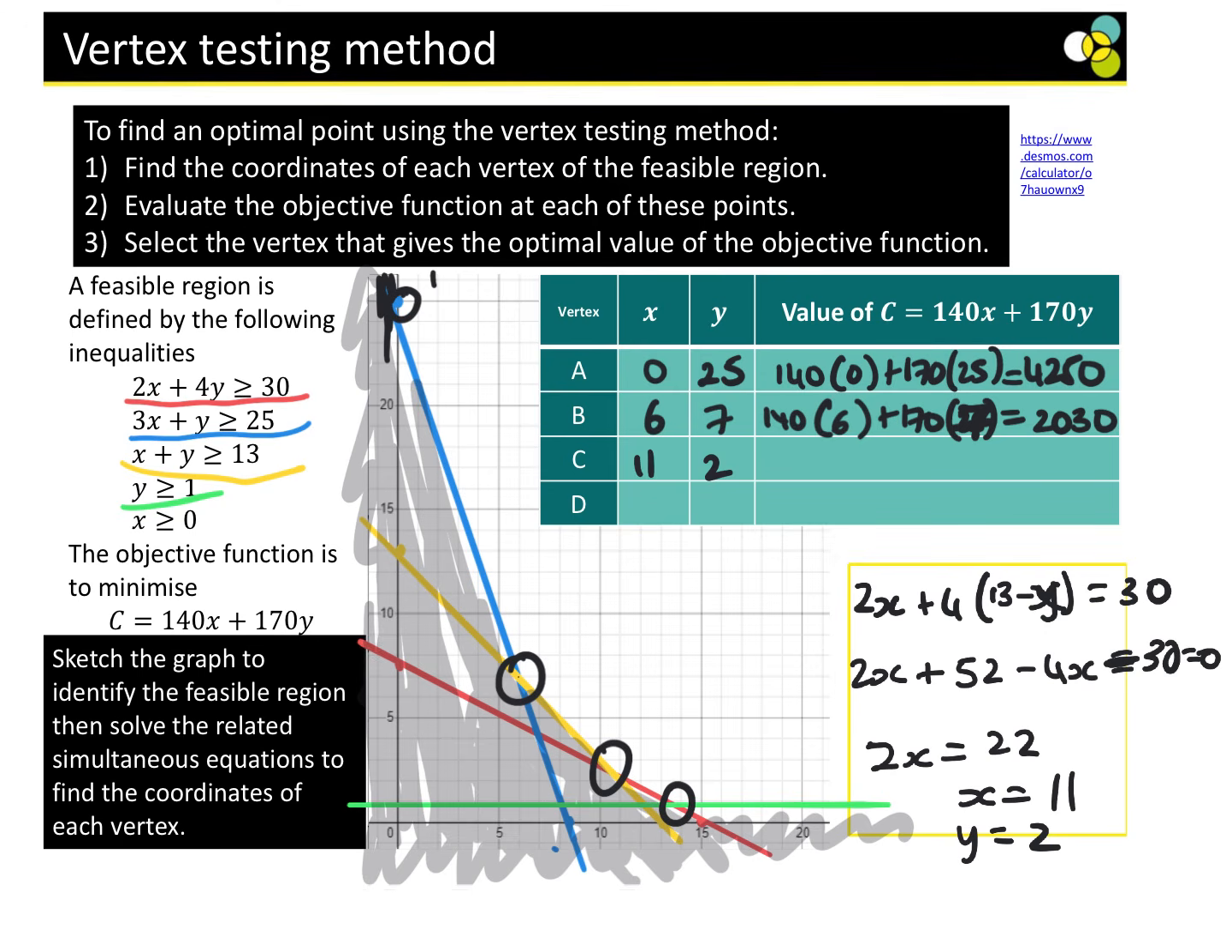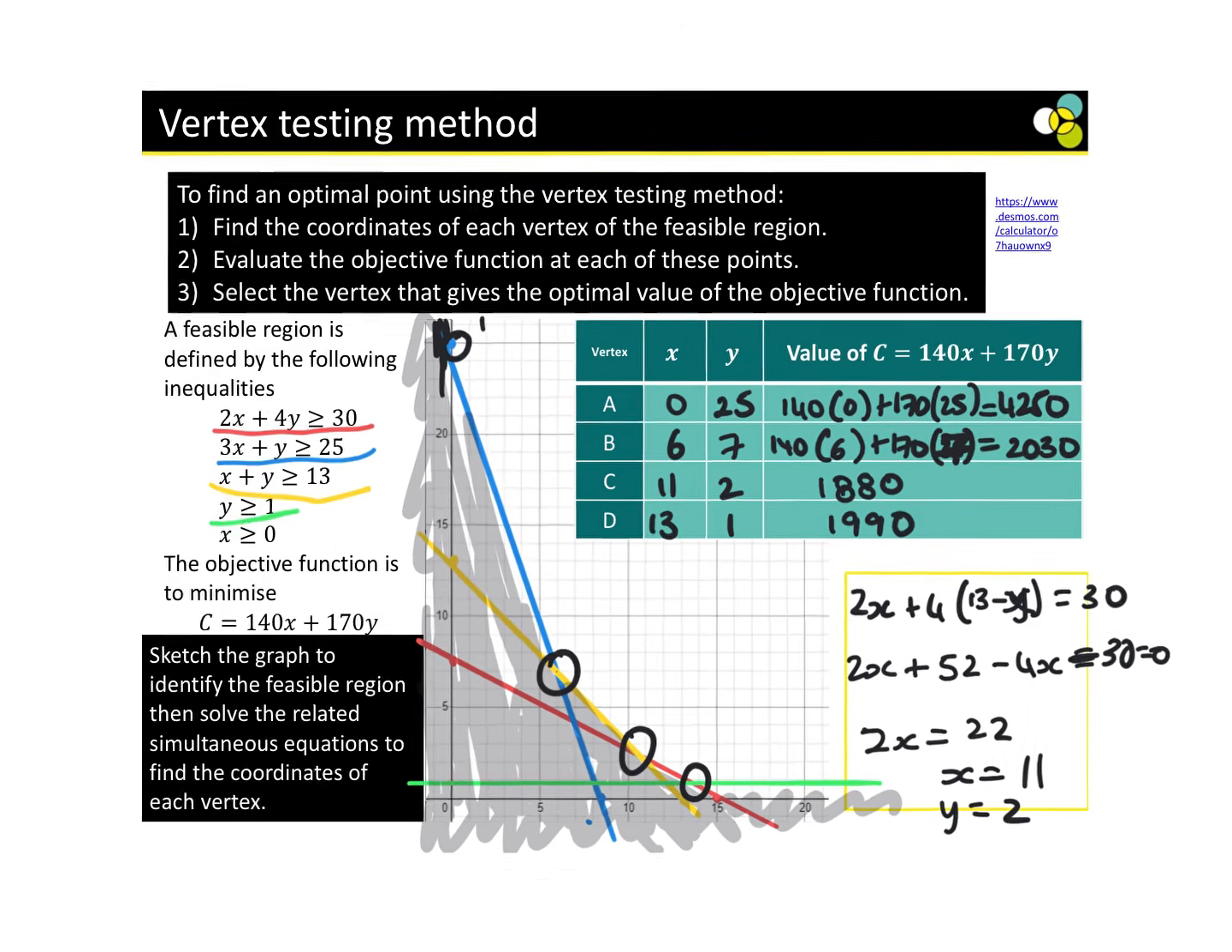Okay, so I've just done simultaneous equations. Slow down and do that on your own time. So then when I substitute this in, I'm going to get 1,880. Okay, and then for the last one, I'm not sure where it crosses. What am I going to do? Simultaneous equations. When I do the simultaneous equations, I get 13 and 1. I'm going to have 1,990 when I substitute in.